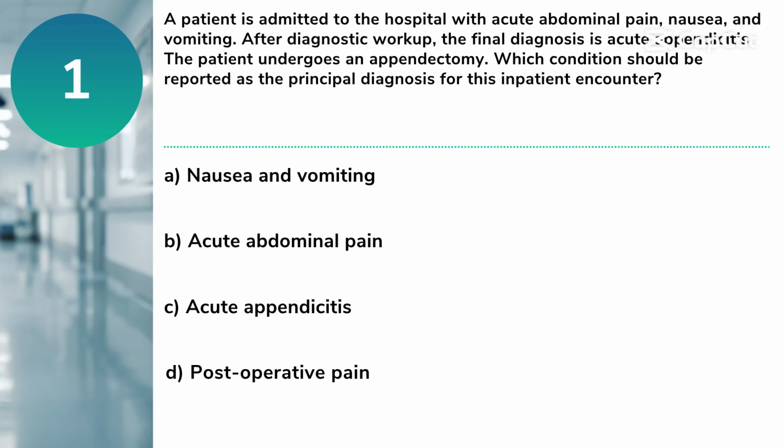Question 1. A patient is admitted to the hospital with acute abdominal pain, nausea, and vomiting. After diagnostic workup, the final diagnosis is acute appendicitis. The patient undergoes an appendectomy. Which condition should be reported as the principal diagnosis for this inpatient encounter?